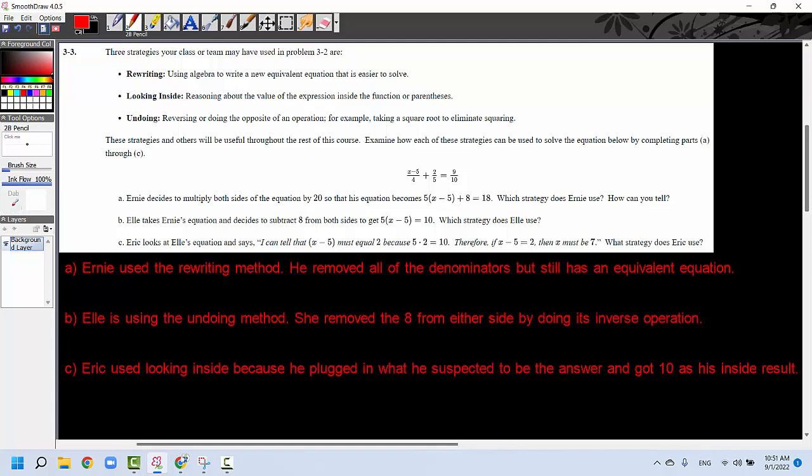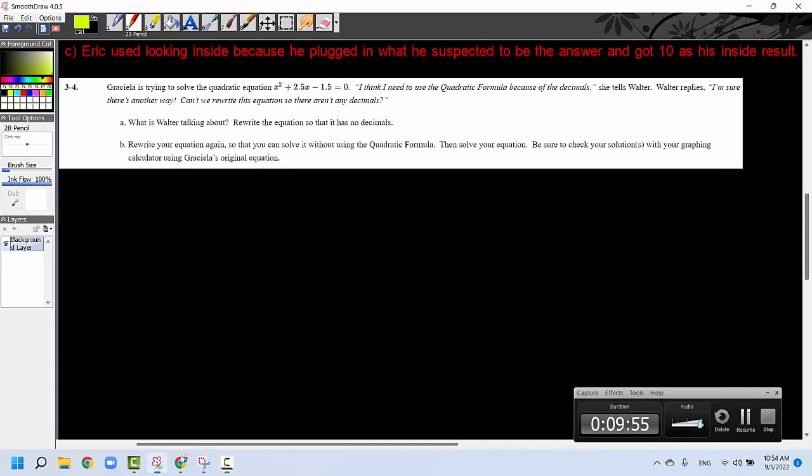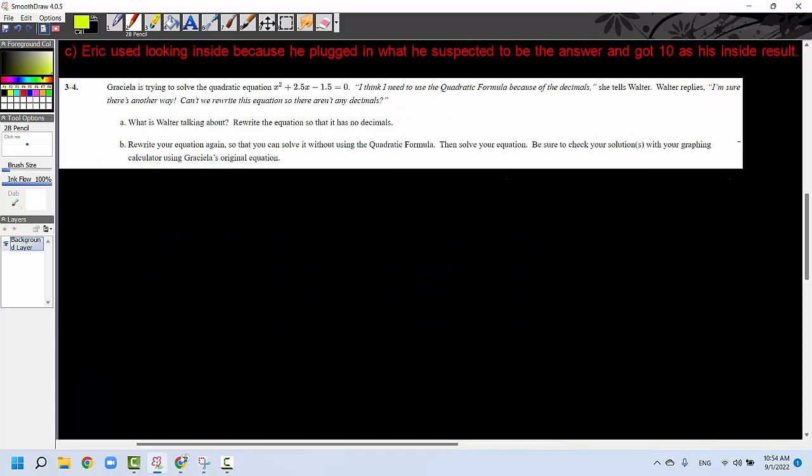Cool, I'll be right back with 3-4. In 3-4 here, it says Graciela is trying to solve the quadratic equation, and she says, I think we need to use the quadratic formula because of the decimals. She tells Walter, and then he says there's probably another way.